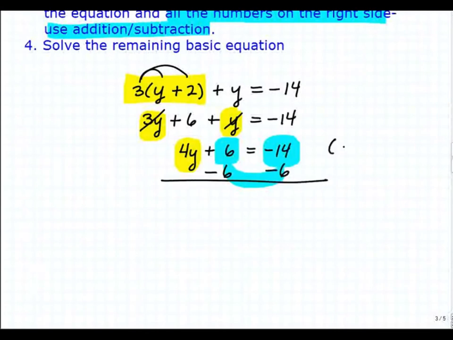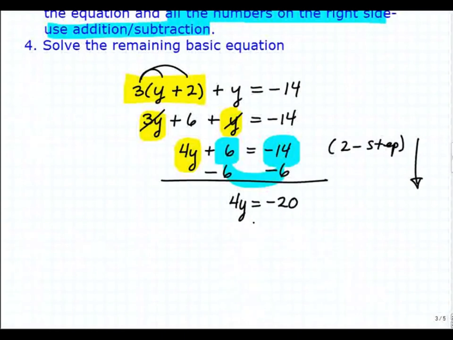Now at this point, this is a simple two-step equation. Hopefully you've noticed that 4y plus 6 equals negative 14. Really at this point forward, you can go ahead and just take the steps to solve a two-step equation and get your solution. But we're just going to go ahead and follow this general procedure that I gave you. So subtracting 6 from both sides, I get 4y equals negative 20.